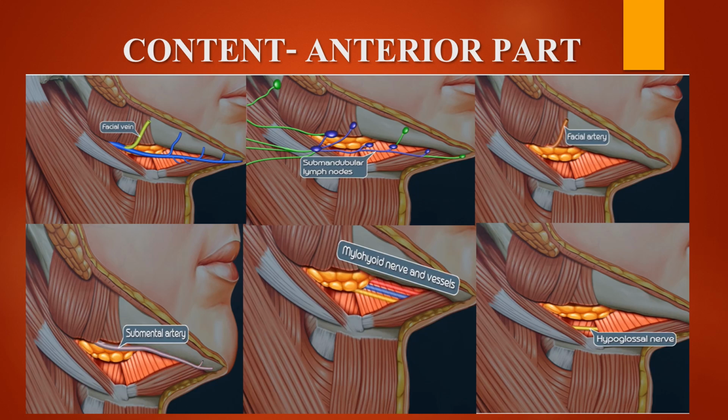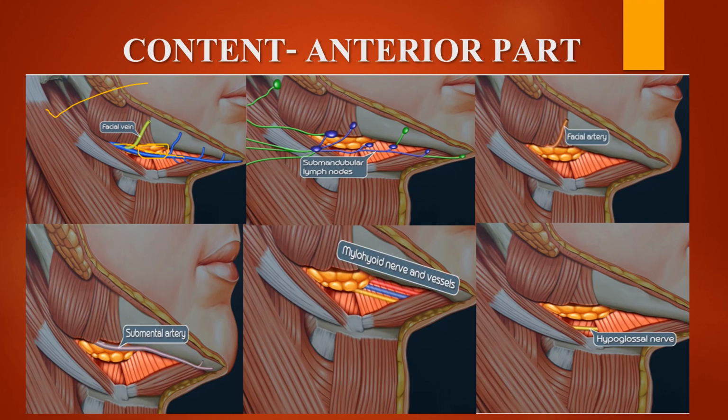We divide the whole triangle into an anterior part and a posterior part. The anterior part in general consists of the main content, we know that is going to be the submandibular salivary gland. Next will be the facial vein. This diagram will be telling about the facial vein.